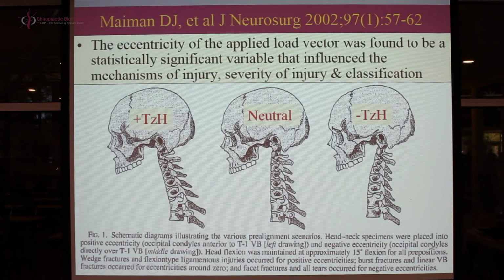So if you just look at this, they said, head and neck specimens were placed into positive eccentricity. That means anterior skull to the upper thoracic spine. What happens is you'll get different types of injuries, including wedge fractures, ligamentous injuries, burst fractures, and or linear vertebral body fractures. Okay, so the further the eccentricity or the non-centered position of the spine, the greater the probability of having these types of injuries. So we know anterior head translation carries with it a risk of injury.